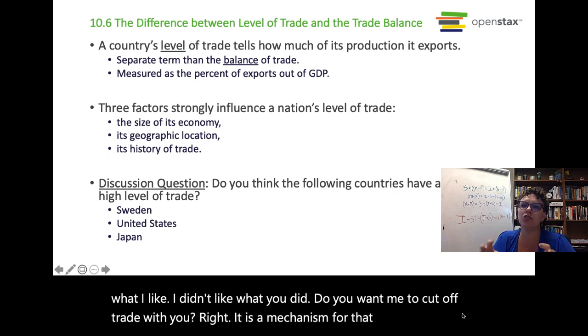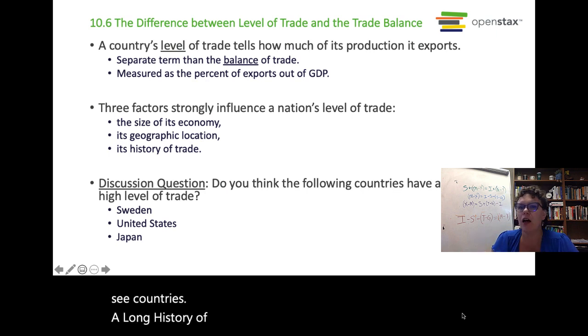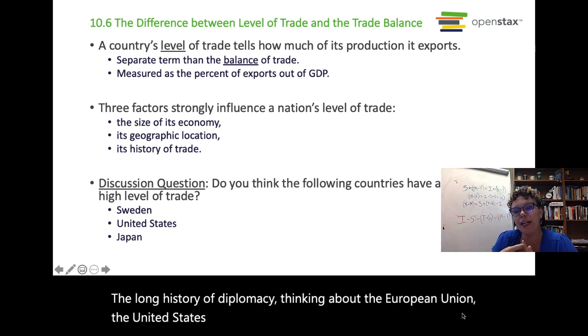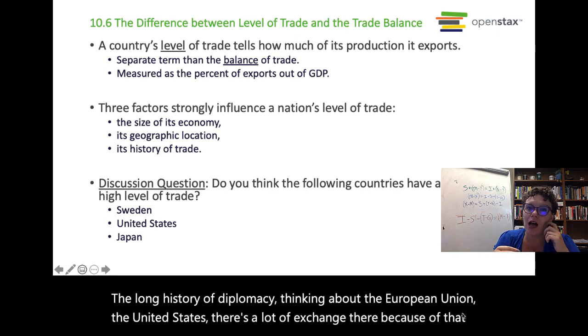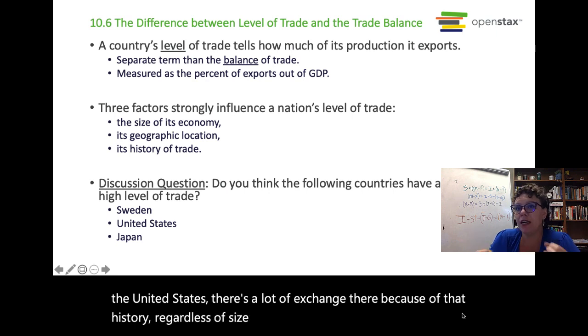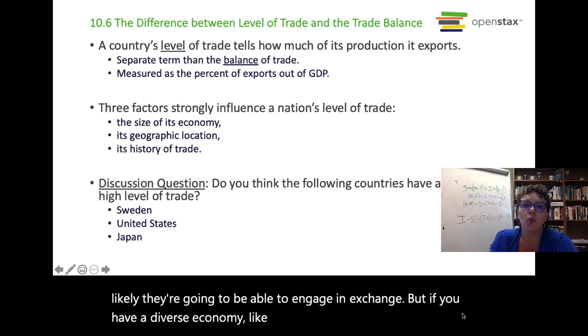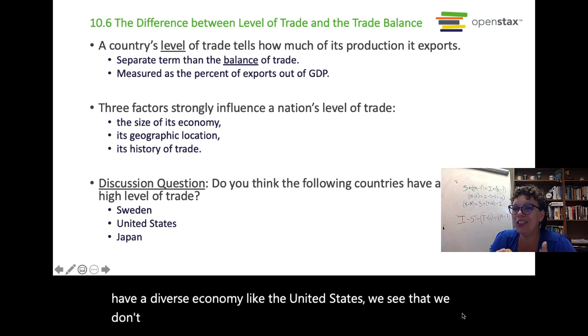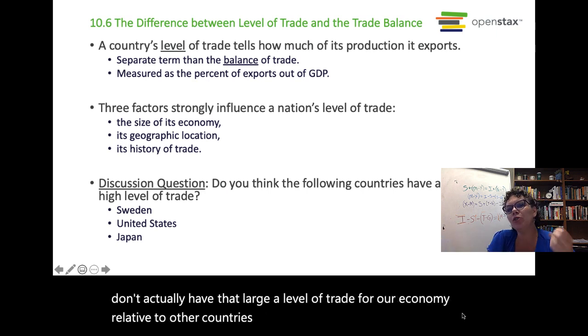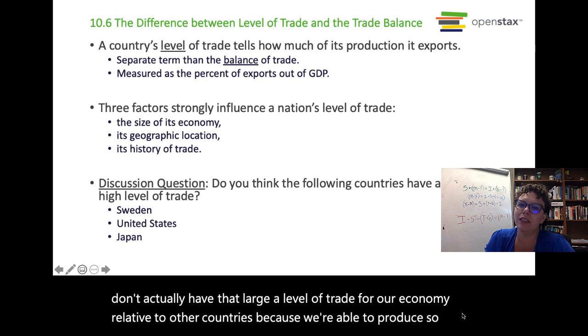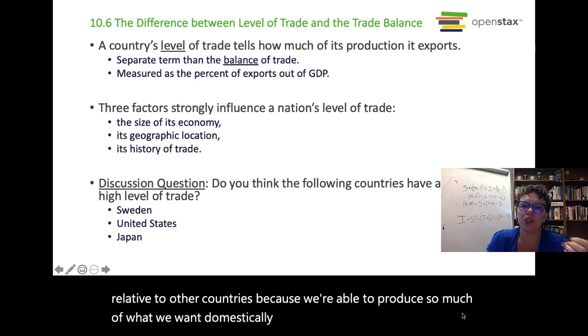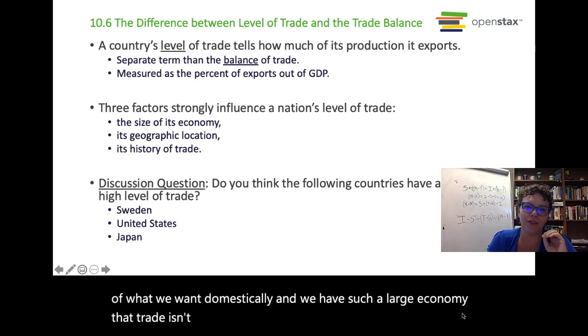But generally, we see countries with a long history of diplomacy, thinking about the European Union and the United States. There's a lot of exchange there because of that history, regardless of size. The bigger the economy, the more likely they're going to be able to engage in exchange. But if you have a diverse economy like the United States, we don't actually have that large a level of trade for our economy relative to other countries, because we're able to produce so much of what we want domestically. And we have such a large economy that trade isn't actually that big of a component.